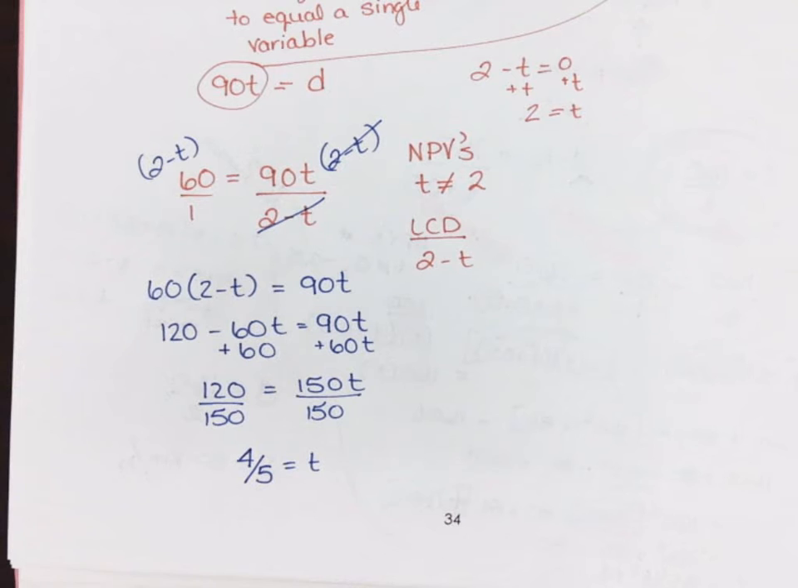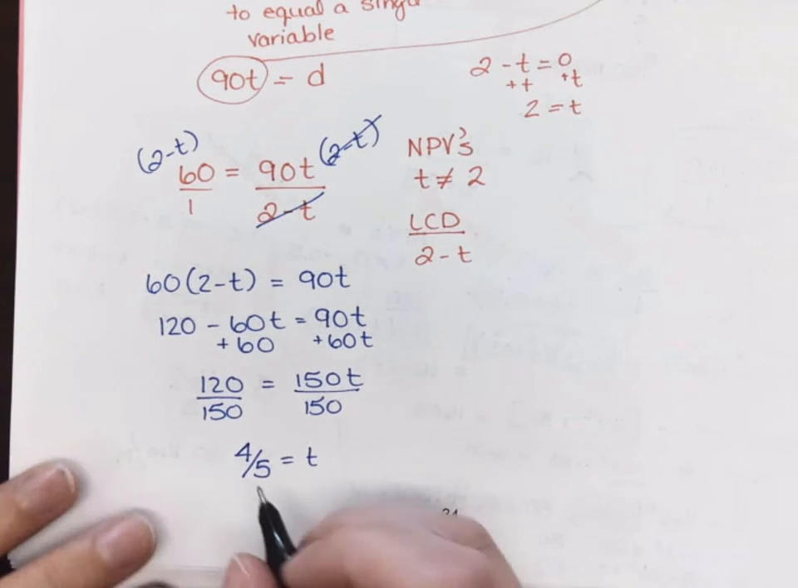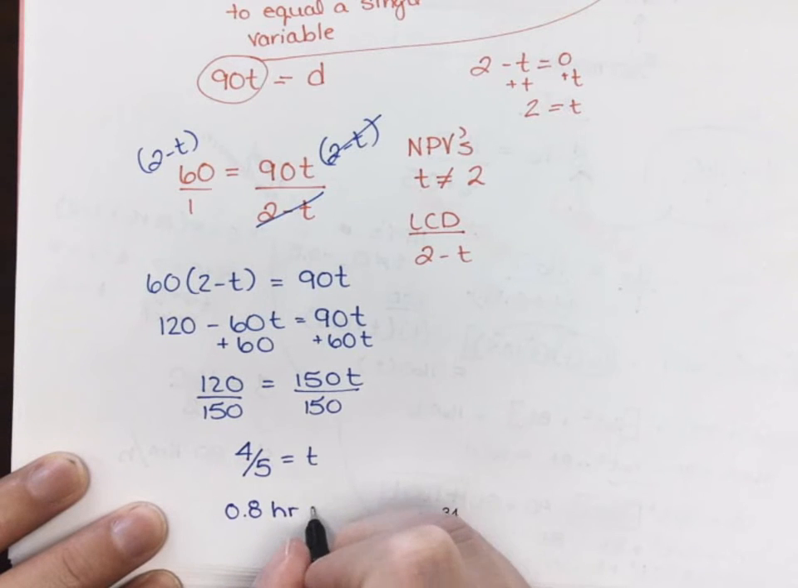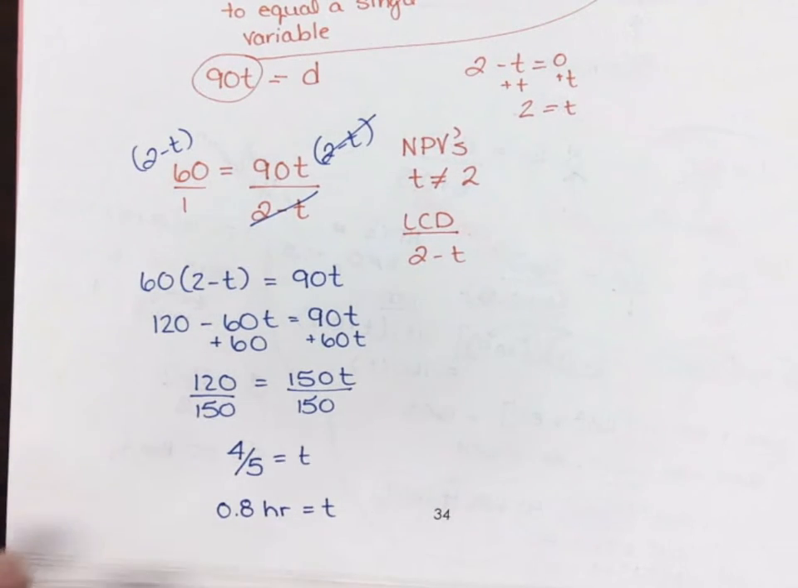4 over 5 what? Hours, right? If we converted that to a decimal, decimals might be happier for you here. So 0.8 of an hour. I've got to check that against my NPV. What's my NPV? 2, so we're good. That works. That's a good answer.